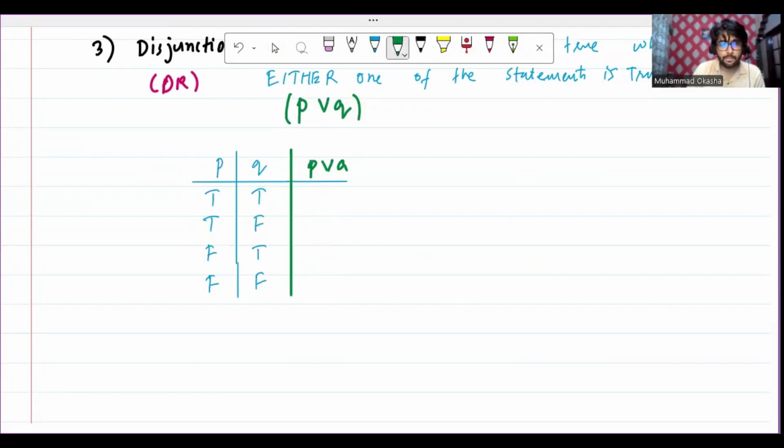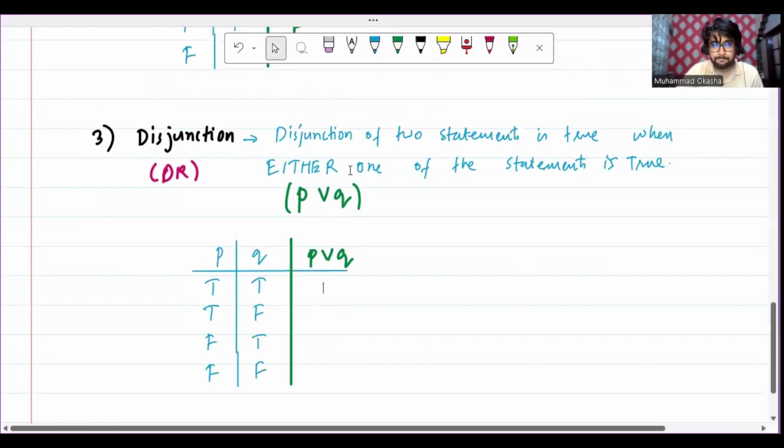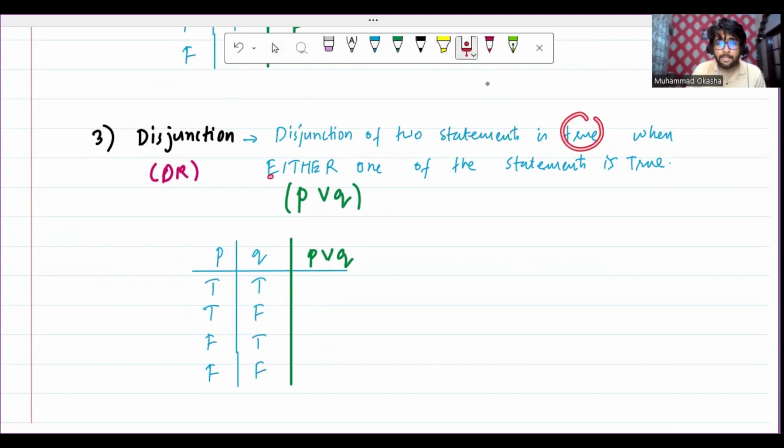P disjunction Q. Let us read the statement again. Disjunction of two statements is true when either one of the statements is true, right? If you see any one of them true, the disjunction will be true. So true, true, of course, the disjunction is going to be true. P is true, but Q is false in the second row. Because one of them is true, the answer is going to be true, right?